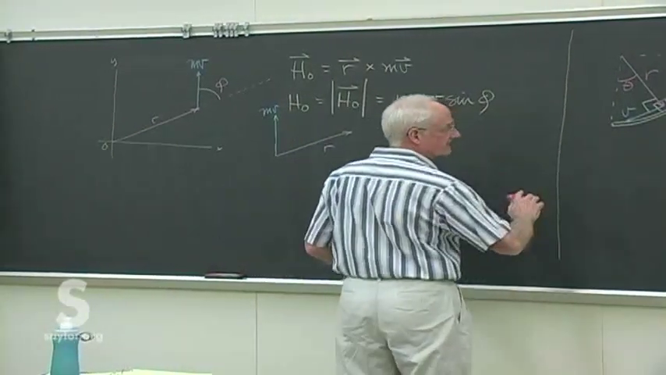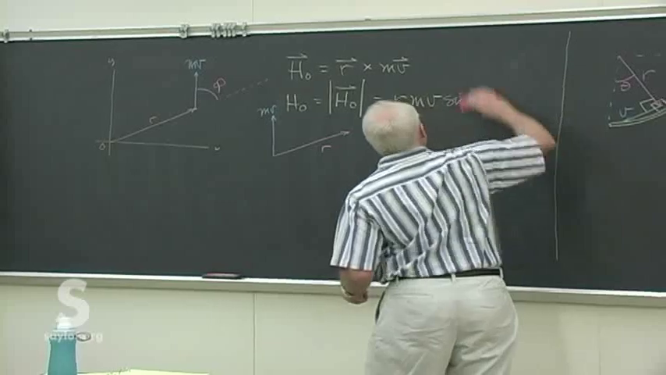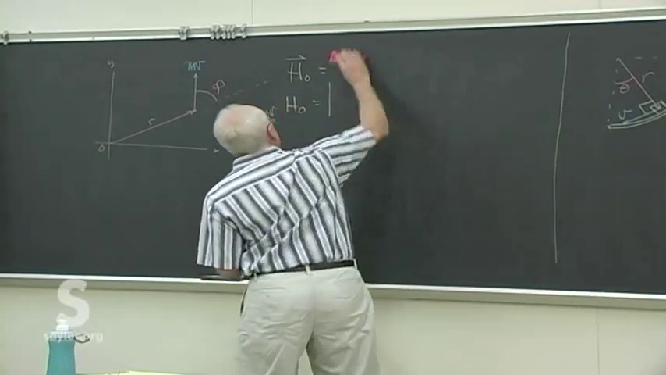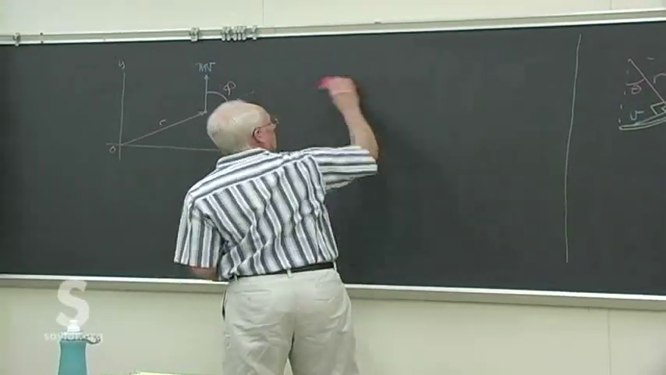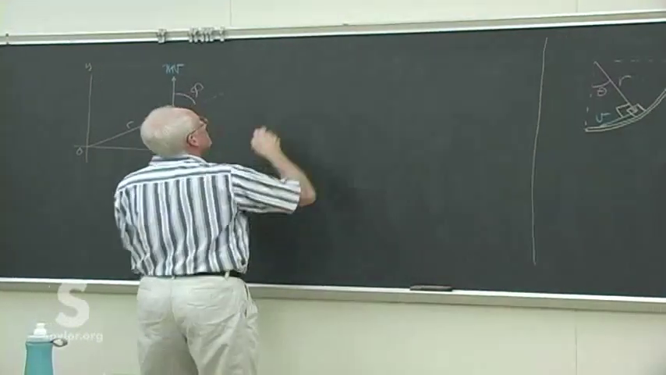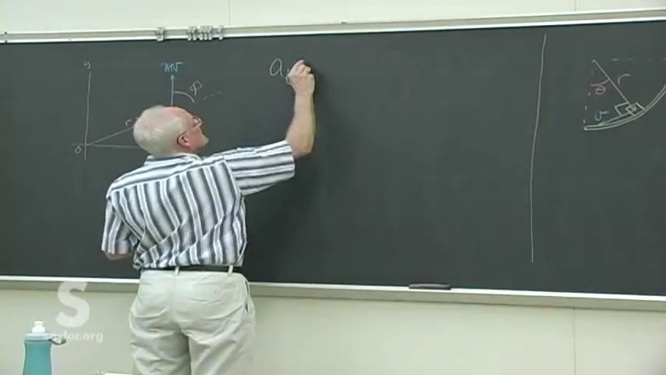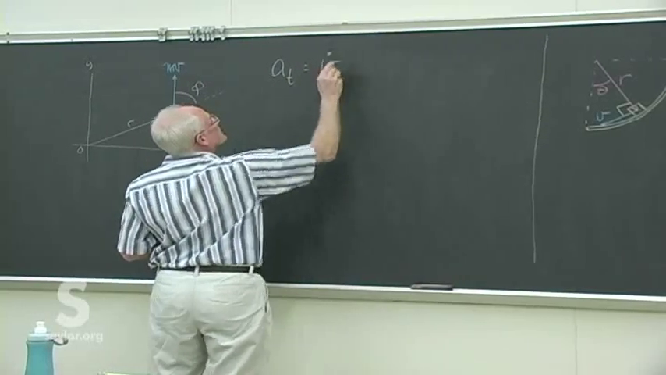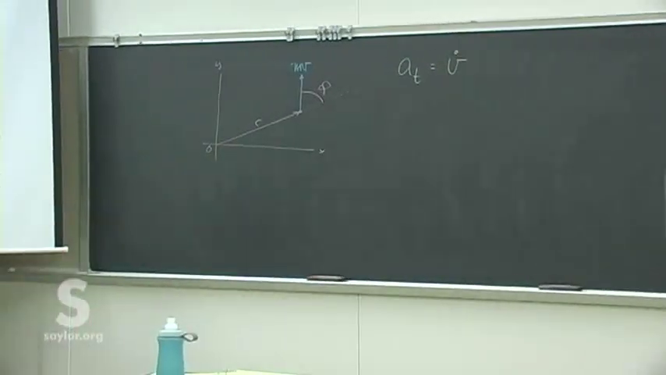Okay, so that was easy. We're happy with that, I think. I am. I hope you are too. We've got to find then the tangential velocity, which we also know as v dot.